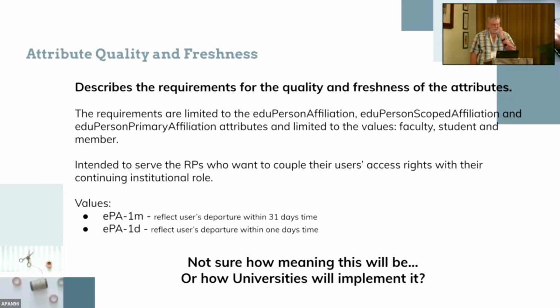So EPA-1M means that the values in these particular attributes, the affiliation attributes, reflect that the user may be leaving within the next 31 days. So you need to know in the future somehow that lecturer Fred is going to be leaving the university within 31 days of the last time he authenticated. With the 1D, it's that the user's departure will be within 1 day. I'm not sure how meaningful this will actually be or how universities will actually implement it. It's very, for want of a better word.